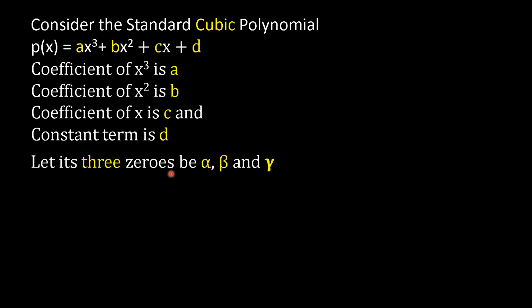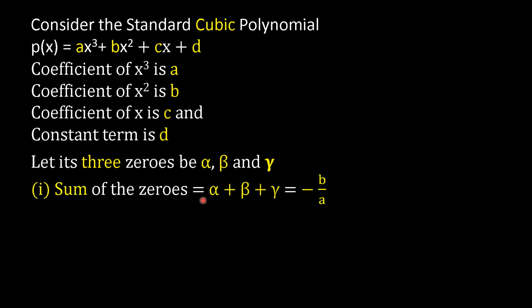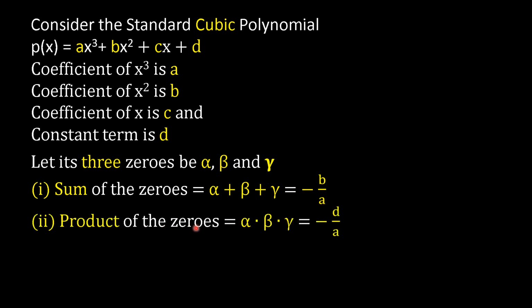Let its three zeros be alpha, beta, and gamma. Now we have the relationship between the zeros alpha, beta, gamma and the coefficients a, b, c, d as number 1, sum of the zeros alpha plus beta plus gamma is minus b upon a. Second, product of the zeros alpha beta gamma is minus d upon a.